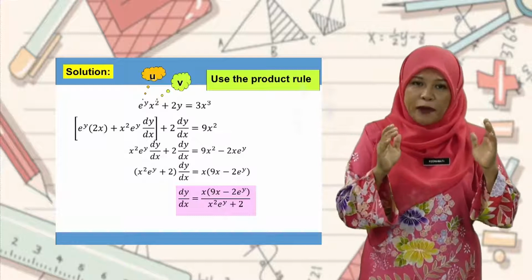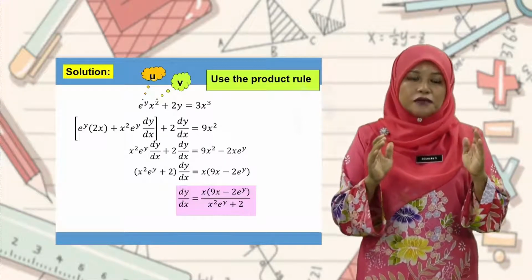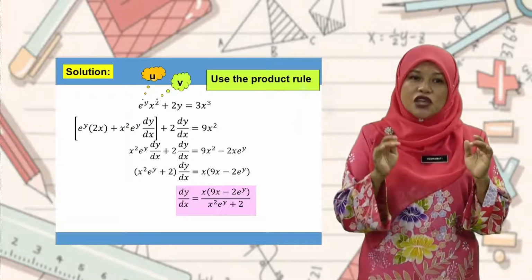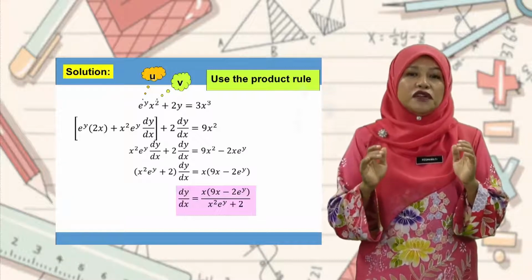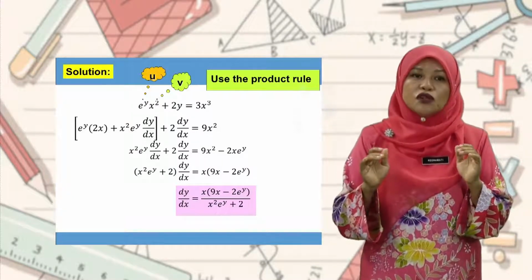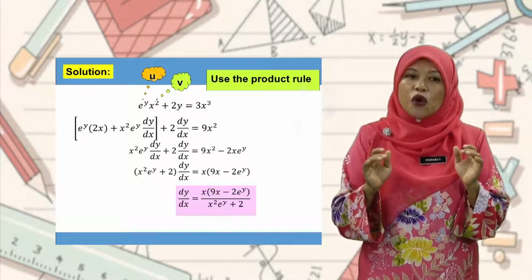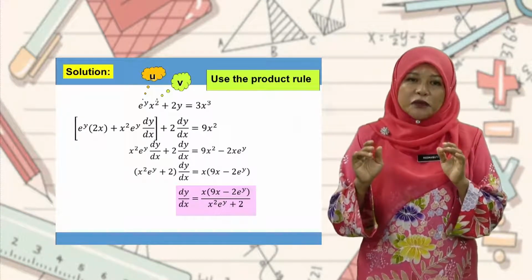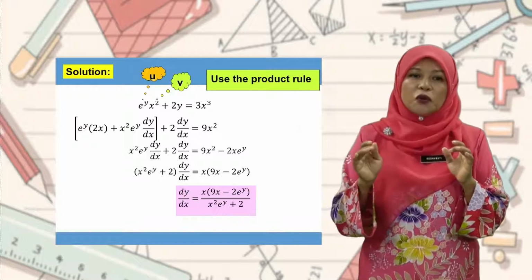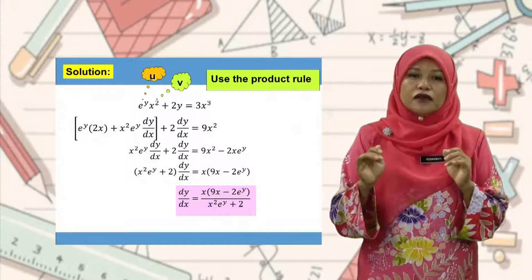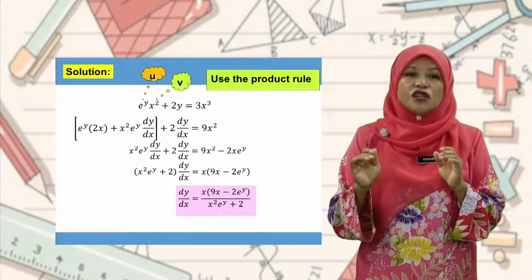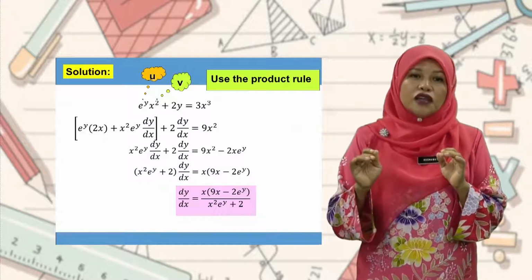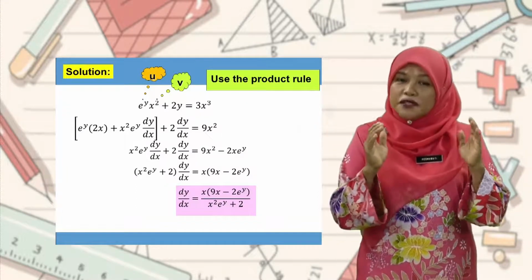Let's focus on this part. The differentiation of this term will be e to the power of y, we copy down the u, which is e to the power of y, then multiply with the differentiation of x squared, which is 2x. So we will have e to the power of y times 2x. And then plus v multiplied with u prime. The v here we copy down, which is x squared, and then multiply with the differentiation of e to the power of y. Differentiation of e to the power of y will be e to the power of y dy dx. So we are done for this part.